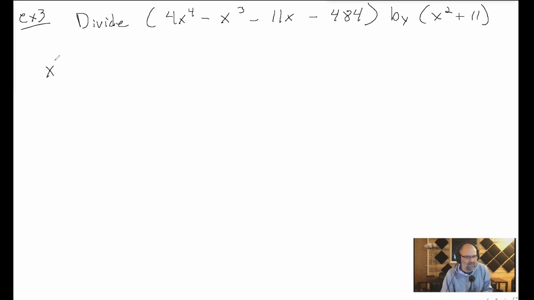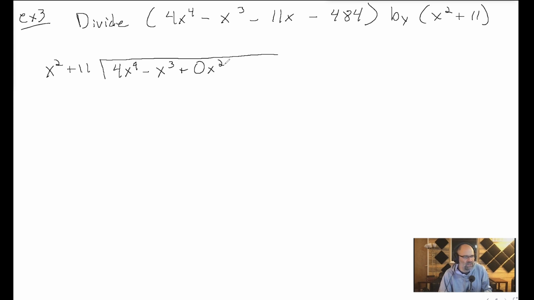X squared plus 11 goes on the outside, right? And then this goes on the inside, 4x to the 4th minus x cubed. Now I'm going to show you why in a second, but let's put in that filler. There's no x squared term in there, so you need that 0, just like in normal division. You need the 0 if it's a 0 place value. If there's 0 tens in 1004, you still need a 0 to fill that in. I'll point out why that's the case.